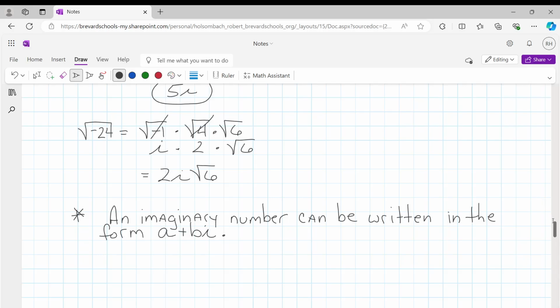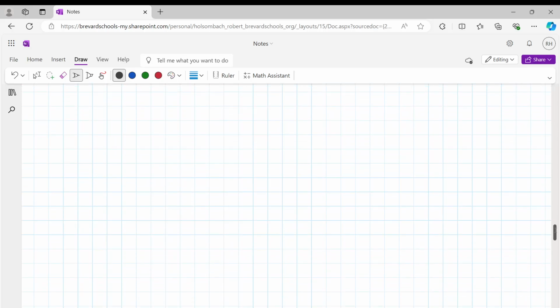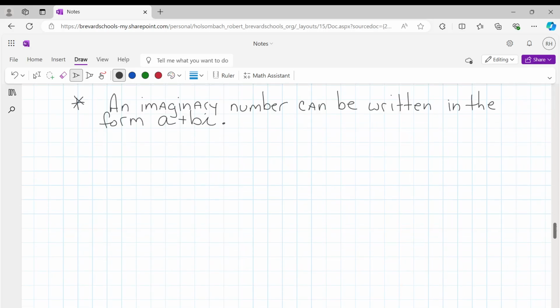And today what you're going to be doing is graphing these imaginary numbers. All right, so an imaginary number can be written in the form of a plus bi. We refer to the a as the real part of the number. And then we refer to the bi, or anything in that form, as the imaginary part of the number.